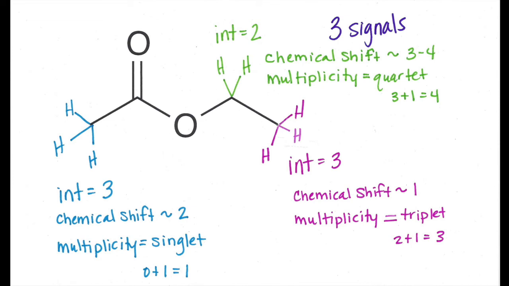For the pink protons, we have a signal that will integrate for 3. The chemical shift for this signal will be in the alkyl region, so very near 1. And the multiplicity will tell us that there are 2 protons on the adjacent carbon, so 2 plus 1 equals 3. So this will be a triplet that occurs around 1 and integrates to 3.